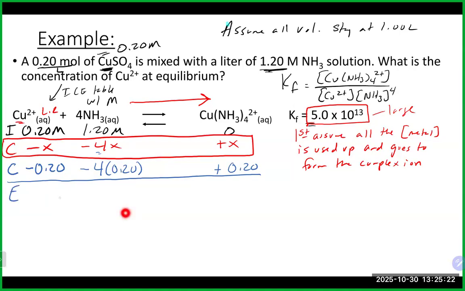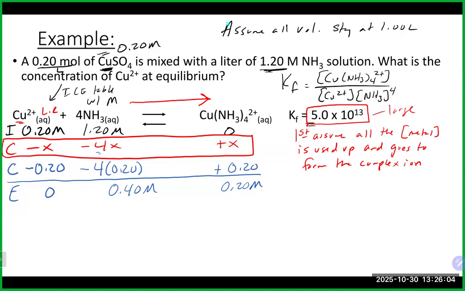So here at the end, we're going to end up with 0 for our copper 2 ion, which was our assumption. We're going to end up with 1.2 minus 4 times 0.2. There we go. We're going to end up with 0.4 molar, and we're going to end up with 0.2 molar. So at the end of this ice table, for example, if we want to know the concentration of the complex ion, we actually have it. We have 0.2 molar as the concentration of the complex ion.